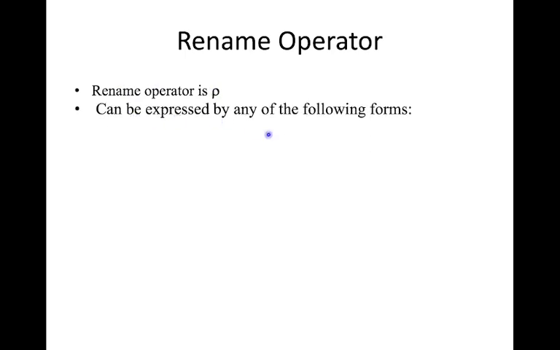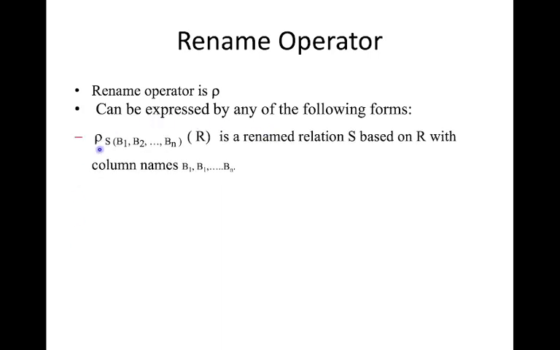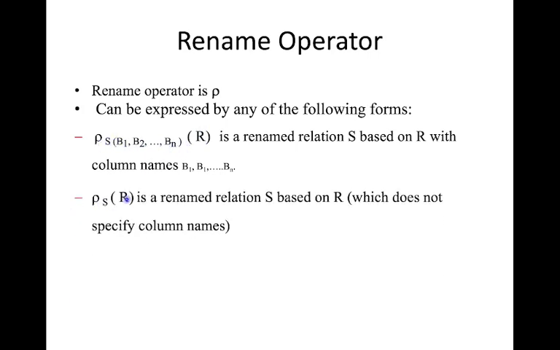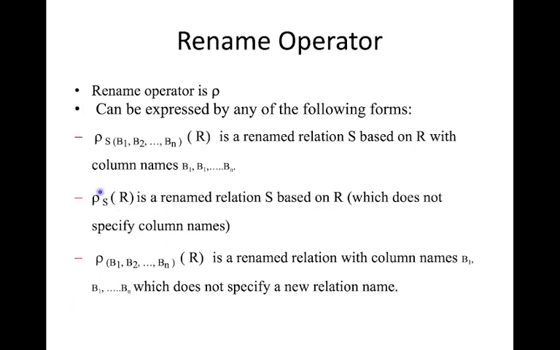So it can be expressed by any of the following forms. The rename operator can be expressed in any of these three ways. For example, rho S(B1, B2, ..., Bn) of R. So it is actually a renamed relation S based on R. R is the original relation. We are renaming it to S with columns B1, B2, Bn, or with these attributes. This is the first case. And this is the second case. We are renaming R to S and we are not specifying any attributes. We do not specify the column names. So this is the second case where we apply this rename operator.